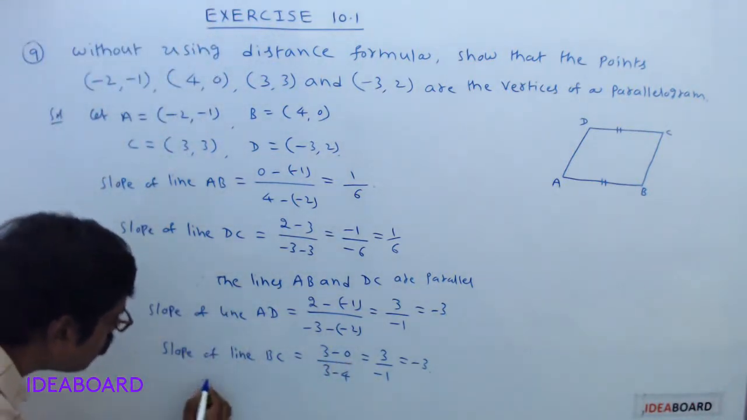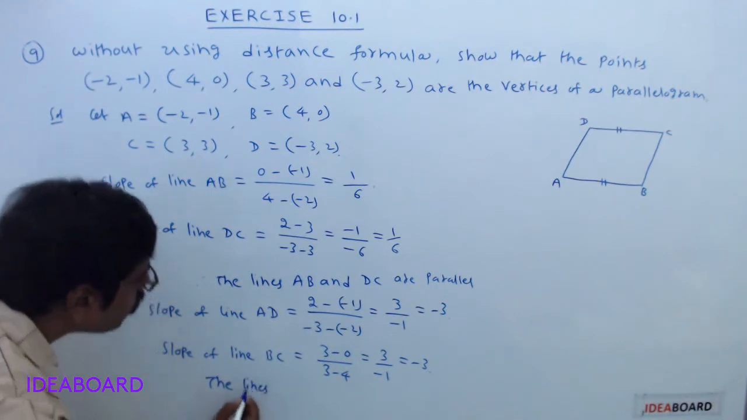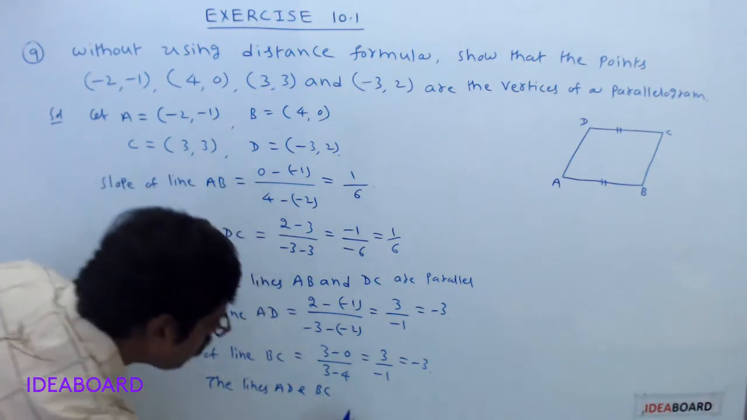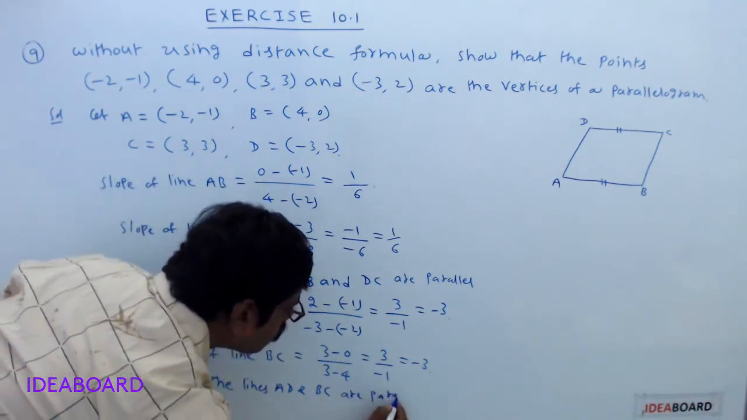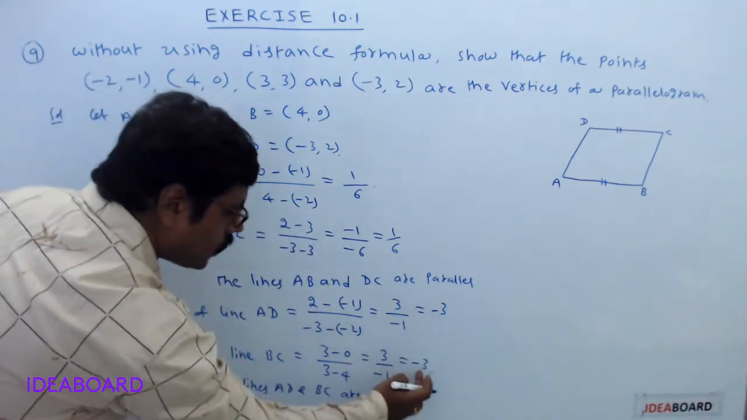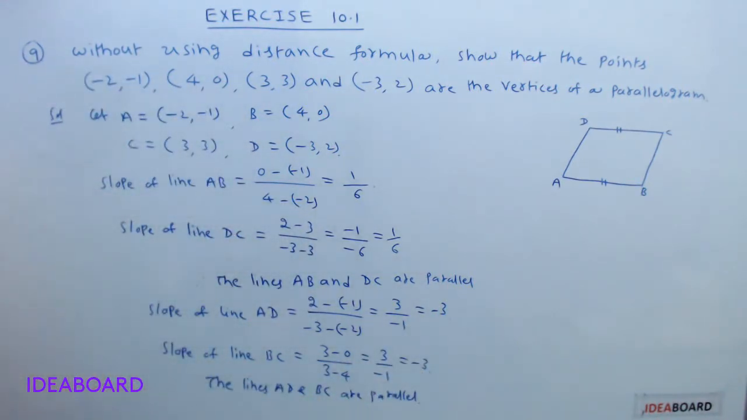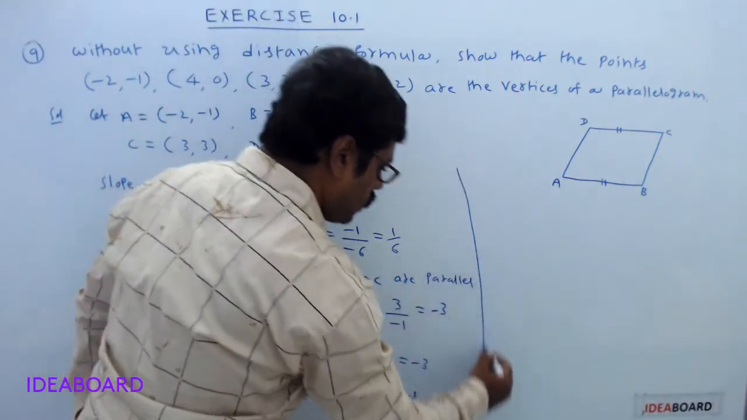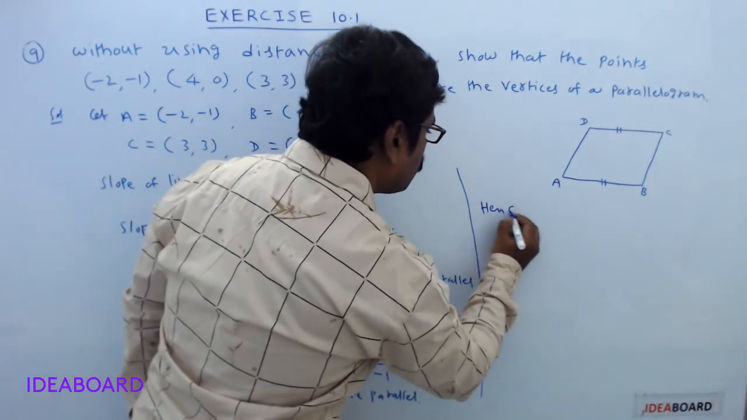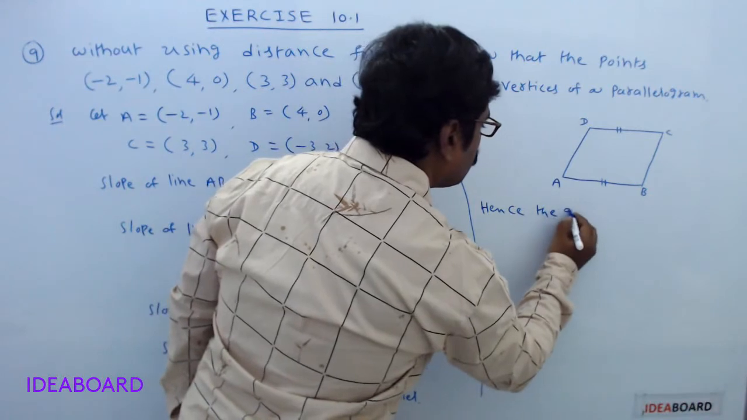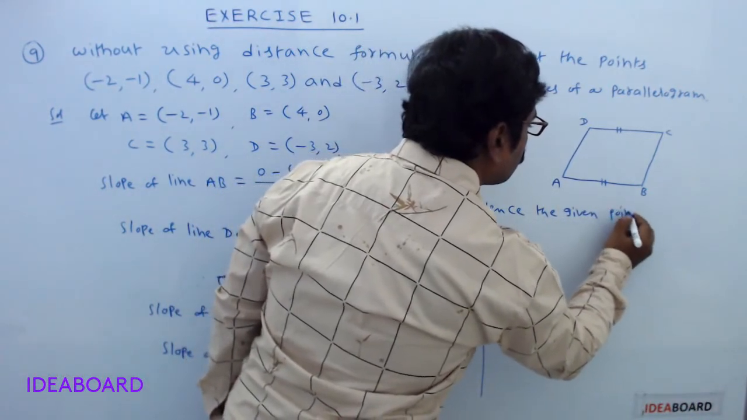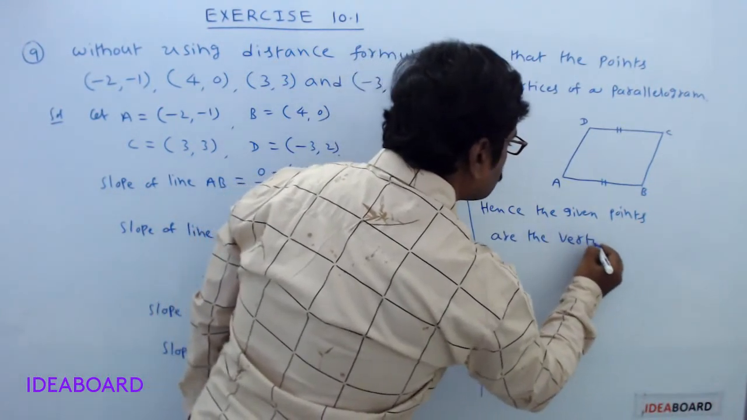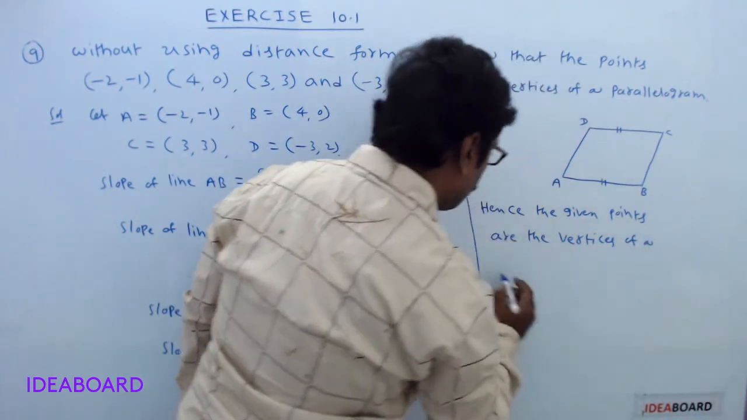From these two, we can mention the lines AD and BC are parallel. So from these two values, what is the conclusion? The lines AD and BC are parallel. Write down the conclusion. Hence, the given points are the vertices of a parallelogram.